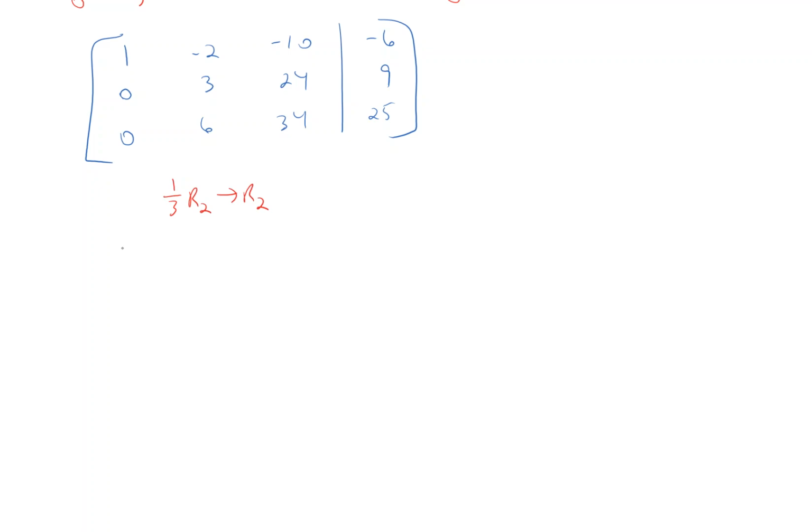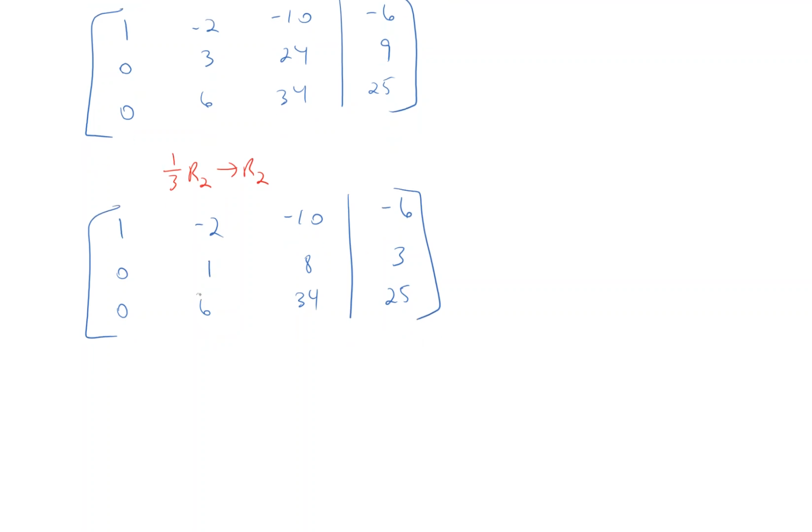Okay, so my first row doesn't change. My second row is 0, 1, 8, 3. It's the same thing as dividing everything by 3. My third row, I can't do that because nothing goes into 6, 34, and 25, so I'm stuck with that guy. But I do get a simpler augmented matrix to work with.